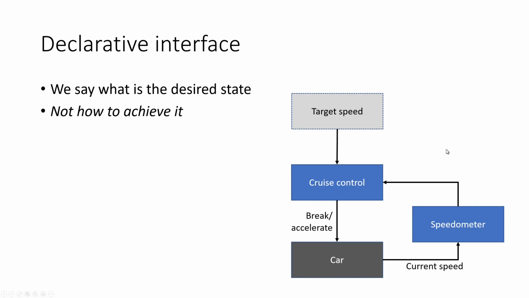In the cruise control example, when the car is going faster than the target speed, we need to brake. But then the cruise control, the controller, can either brake smoothly, just a little bit, so that the car eventually reaches the target speed, or it can brake the car very strongly so that it reaches the target speed very fast.